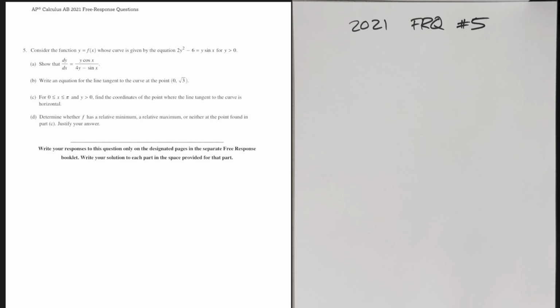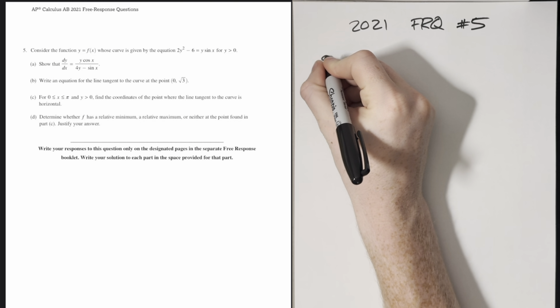But let's try this out. Let's read question 5. It says, consider the function y equals f of x, whose curve is given by the equation 2y squared minus 6 equals y sine x, for y is greater than 0. Part A says, show that dy/dx equals y cosine x divided by 4y minus sine x.